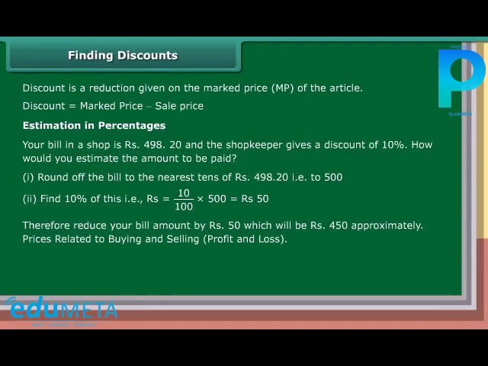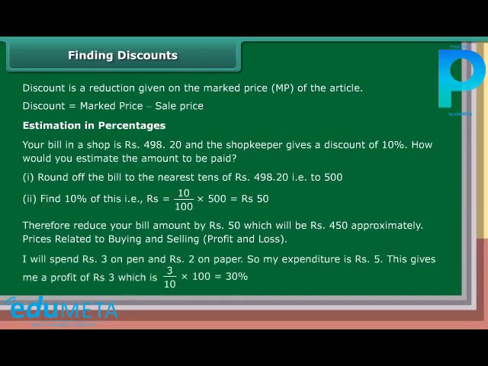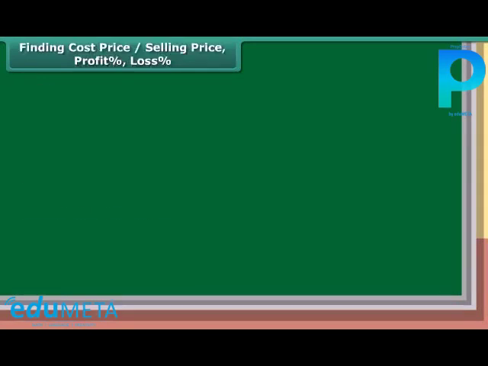Price related to buying and selling, profit and loss. I will spend ₹3 on pen and ₹2 on paper. So my expenditure is ₹5. This gives me a profit of ₹3, which is 3/10 × 100 is equal to 30%. Finding cost price, selling price, profit in percentage, loss in percentage.